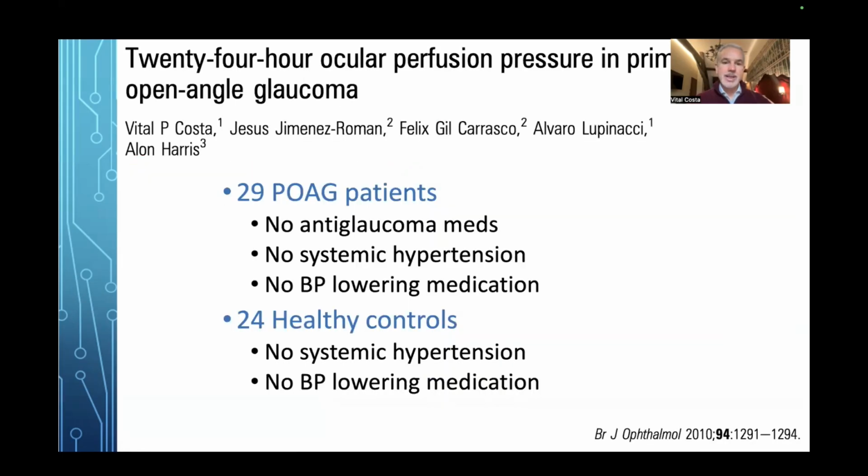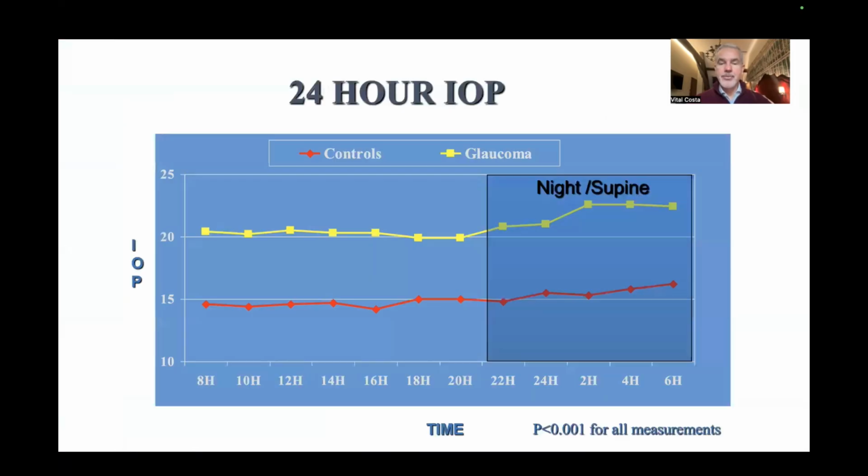Now, we did a study a long time ago comparing the behavior of blood pressure and intraocular pressure in 29 primary open-angle glaucoma patients. They were under no anti-glaucoma medications, no systemic hypertension, and no blood pressure lowering medication, and we compared them to 24 healthy controls also on no systemic hypertension and no blood pressure lowering medication. Interesting findings: as we would expect, the intraocular pressure was significantly higher for patients with glaucoma throughout the day.